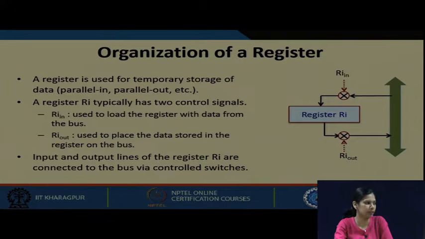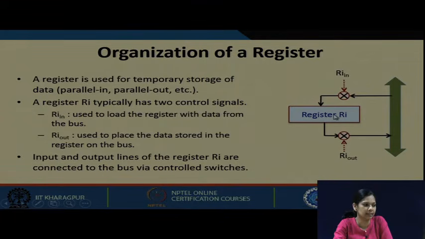And in the same way, after the operation is performed, the data must be brought into a particular register. So, a register Ri typically has two control signals. What are they? Ri in and Ri out. What is Ri in? You see the arrow. Ri in means something is coming into Ri. So, data available from the data bus will be available to register Ri through the control signal Ri in.